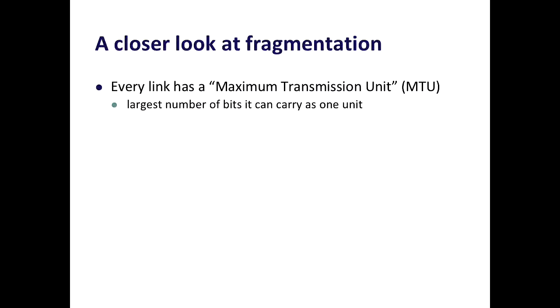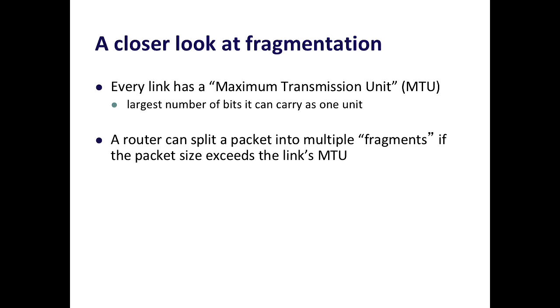So recap again, every link has an MTU field. This is the maximum number of bits that link can carry as one unit. A router, when it receives a packet that exceeds the link's MTU, is going to split it up. And then you're going to reassemble those, what we call fragments, into the original packet somewhere in the network later.